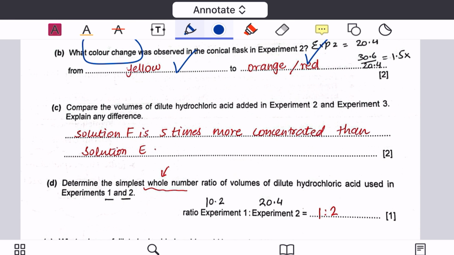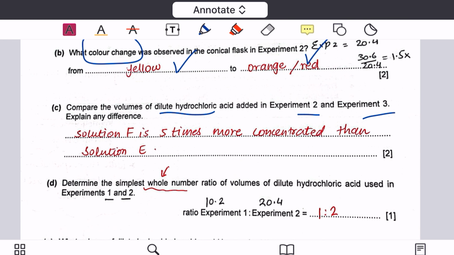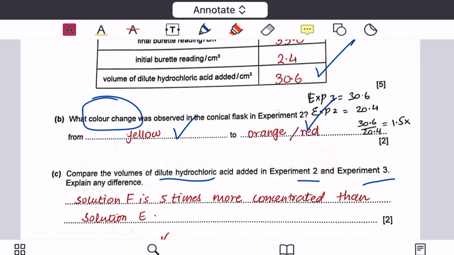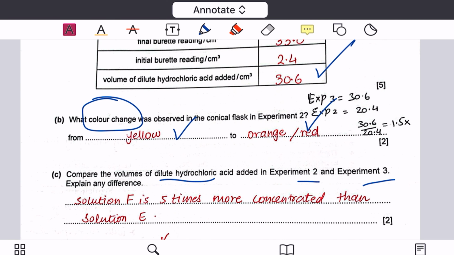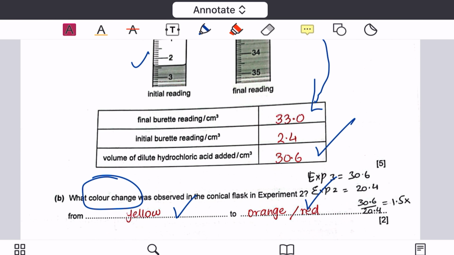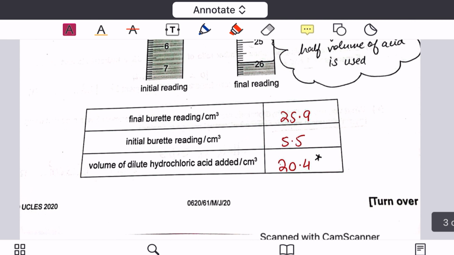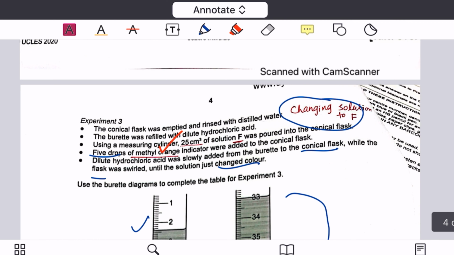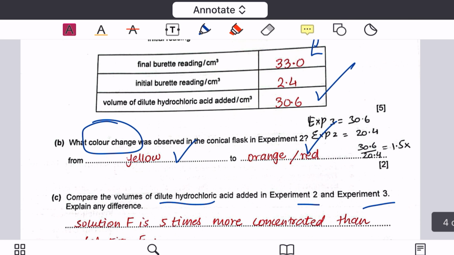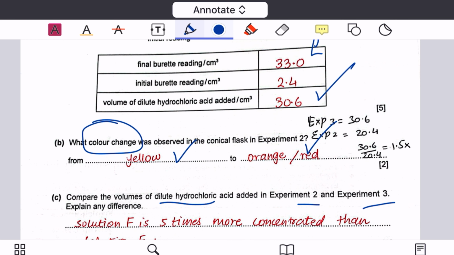Compare the volume of dilute hydrochloric acid in experiment 2 and 3. Explain any difference. We have to check how much volume of HCl is used in each experiment. We can read the readings here. In experiment 2 it is 20.4 and in experiment 3 it is 30.6. So if you divide 30.6 by 20.4, you will get the value of how many times more it is used.